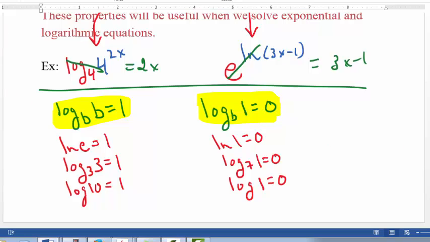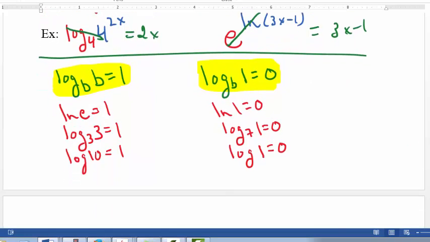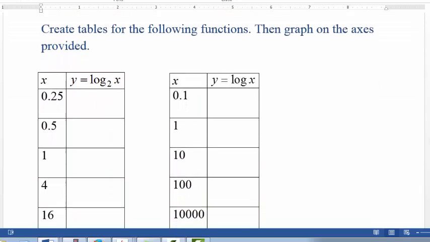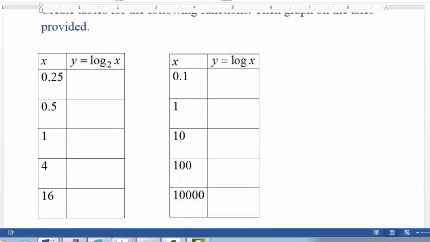When we get into the next section, 9.4, we'll have additional properties of logs, but those are just some basic ones first. Okay, so now we'll get into graphing these functions and what they look like real quick.